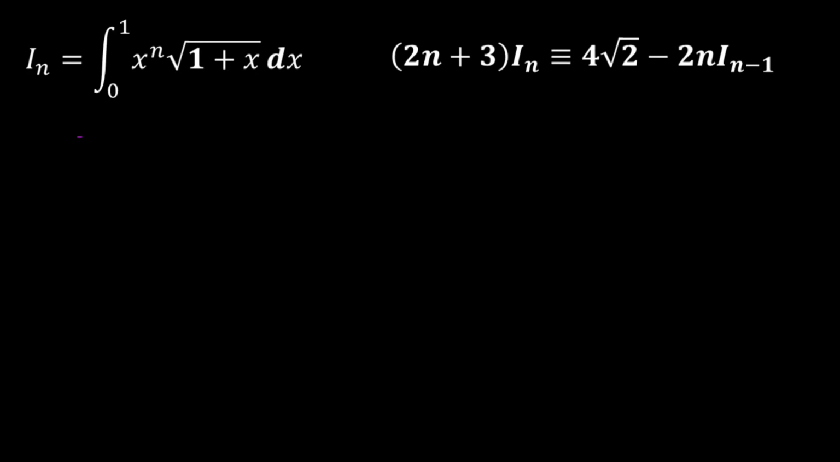Okay, we're having this nice integral. To prove it, we are going to use integration by parts. We take u equal to x to the n. Then du is equal to what? n x to the n minus 1. I know you know that.